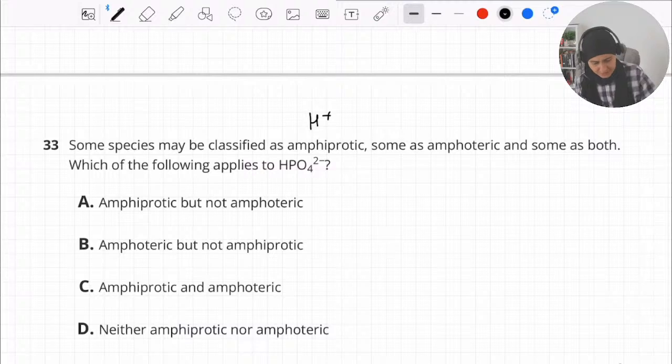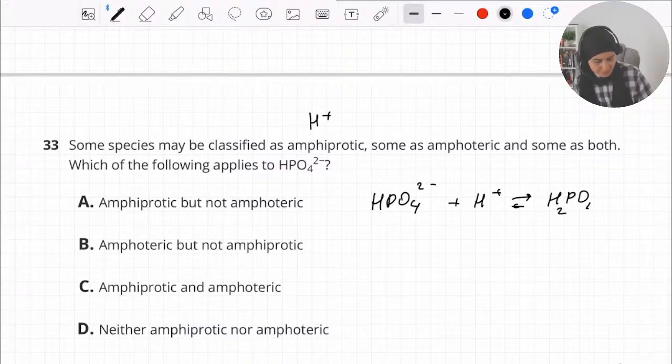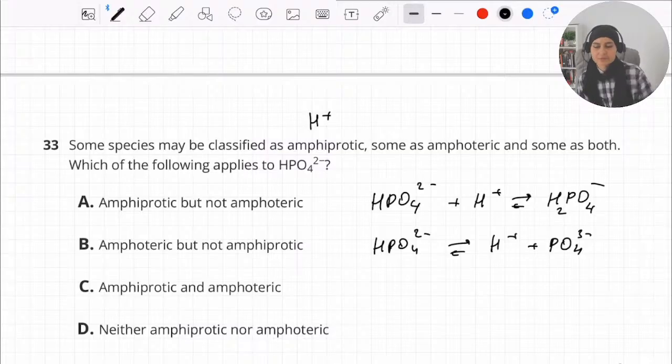Well, let's see. So HPO4 2 minus. Is it amphiprotic? We just have to check that. It is, because it can gain a proton and form H2PO4 minus, and it can also lose a proton. It still has that extra proton, so it can become H plus and PO4 3 minus. So it's both amphiprotic and amphoteric.